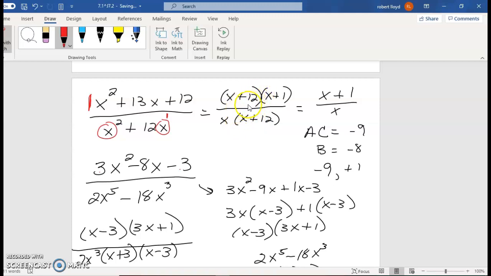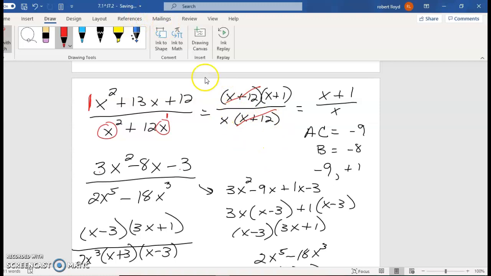Once we've factored all we can, then we look for similar terms, numerator and denominator. So these two would cancel. You can't cancel this x with that x because it has a positive 1 with it. It has another operation that's done. So we're left with the x plus 1 and the x. Do not cancel these two.